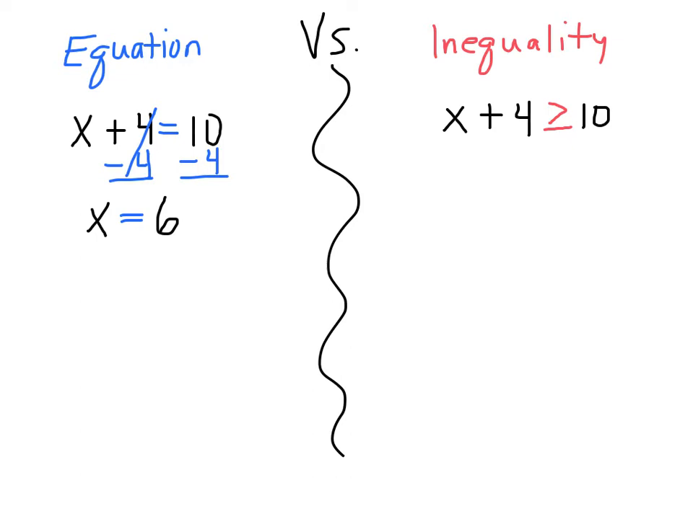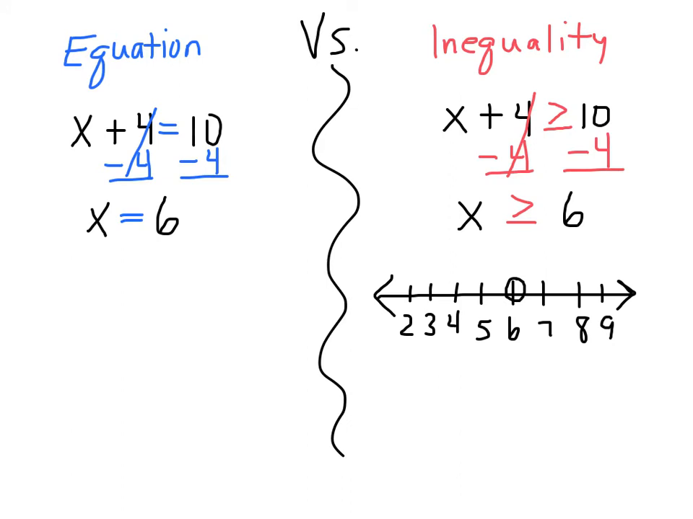So I'm going to do the same thing over on this side, and I'm going to subtract out my 4. That gives me 0. So you're left with my x. I'm going to keep my inequality sign just like I kept my equal sign on the other side. And then I'm going to subtract 4 over here. 10 minus 4 gives me 6. So now I have x is greater than or equal to 6. Is that true?